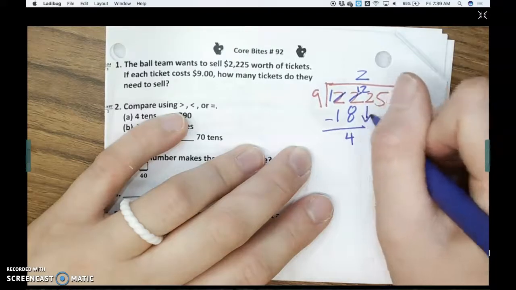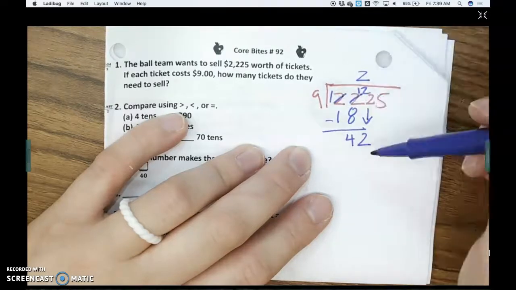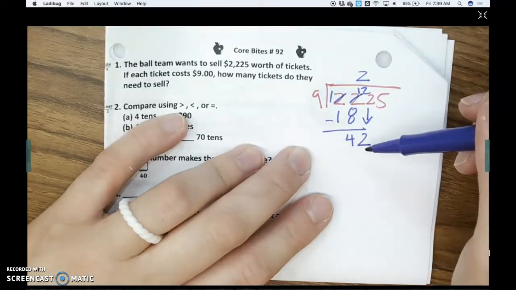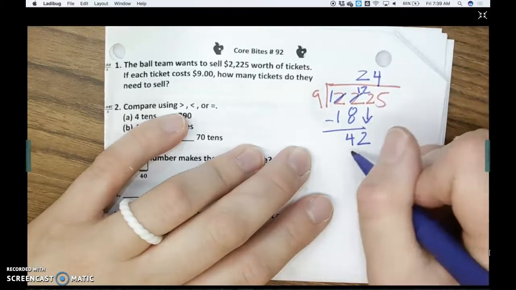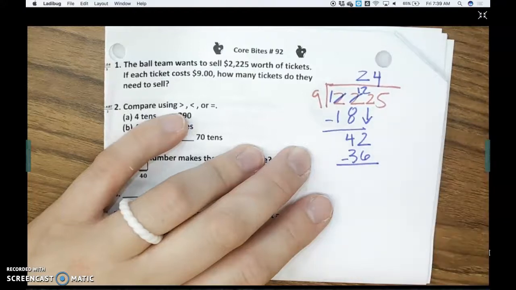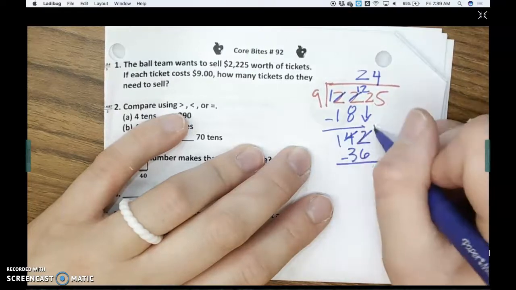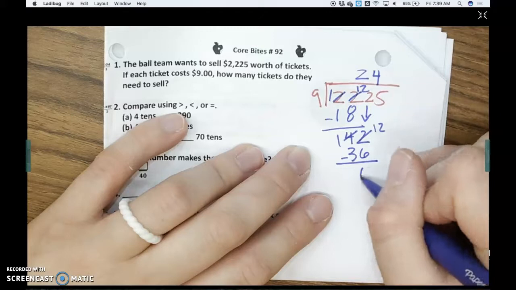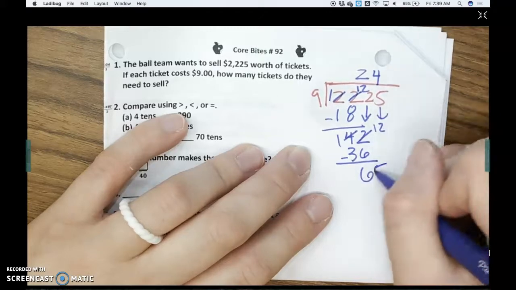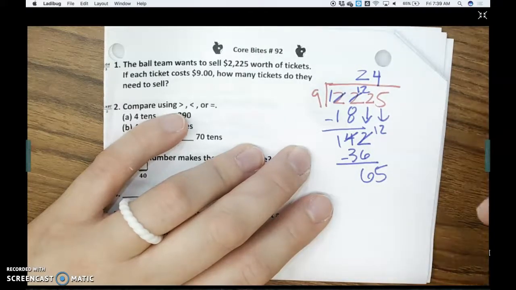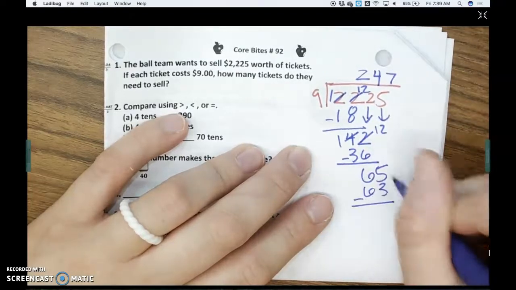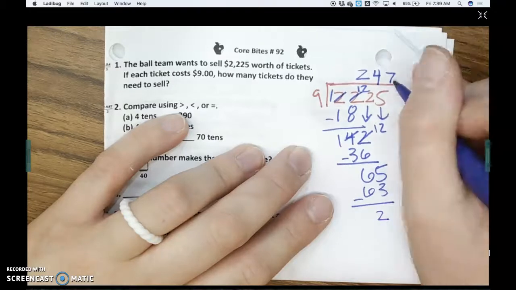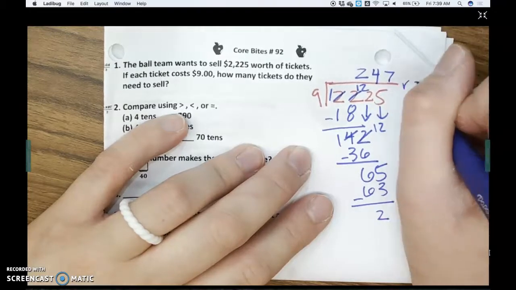Bring down your 2. All right, we know that 9 times 5 is 45. That's too much, so you could do 9 times 4. 9 times 4 would give you 36. Then subtract that. 42 minus 36 gives you 6. Bring down your 5. Okay? Now you know that 9 times 7 is 63. 65 minus 63 is 2. So you would have a remainder of 2.